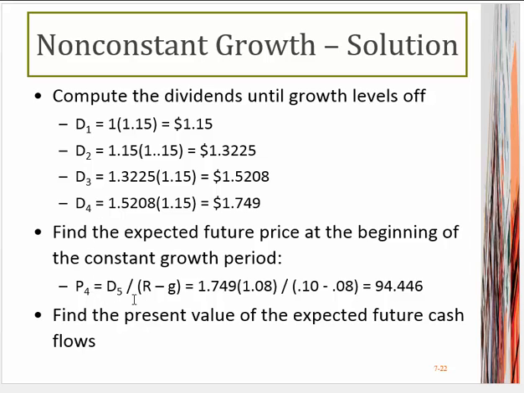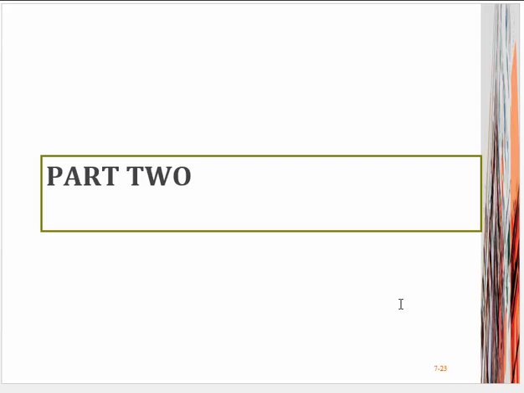So if we were to find P4, the value of the stock at the end of this growth period, that's D5 divided by R minus g. That's our formula for the value of a stock. So we can calculate that for this company. It would turn out that it's worth $94.44. So now we know it. Here are the present values of all the dividends, and here is the future price of this stock. All we need to do now is find the present values of that. And we'll actually do that calculation when we get to part 2 of this video.